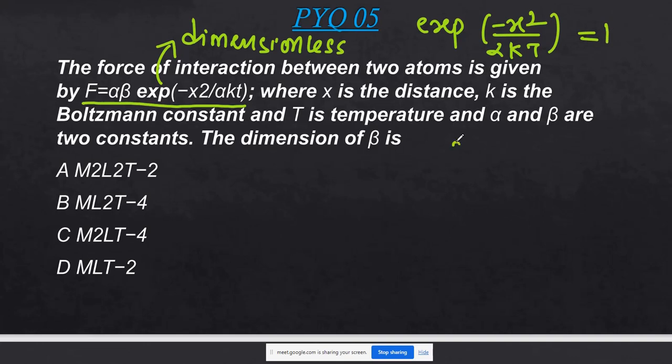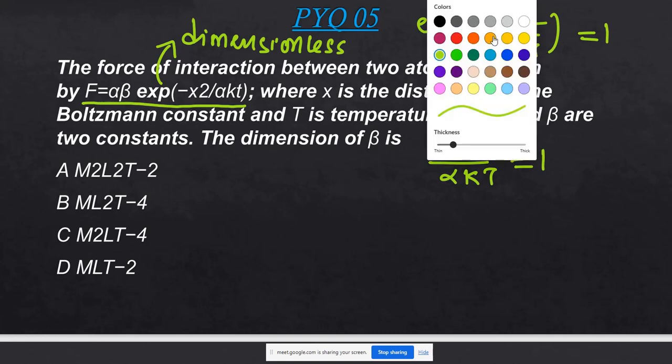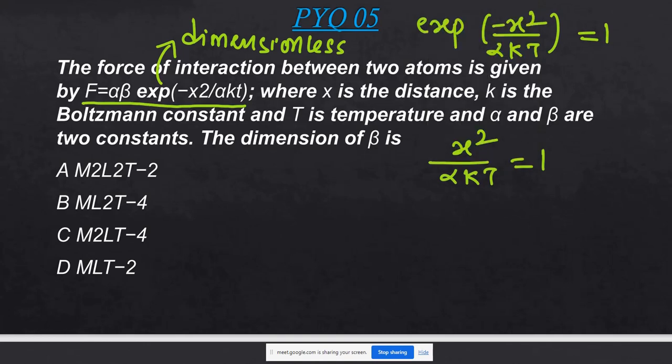Also, what is in the brackets, x square by alpha kT, is also equal to 1. That is the meaning of dimensionless, isn't it? The whole function value is 1, and the something in the bracket is also equal to 1. Is this point clear? Now, what is x here? X is a distance, so its dimensional formula is L.